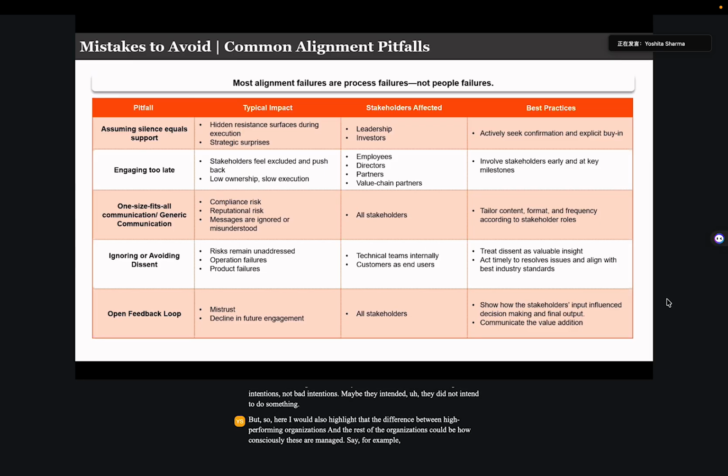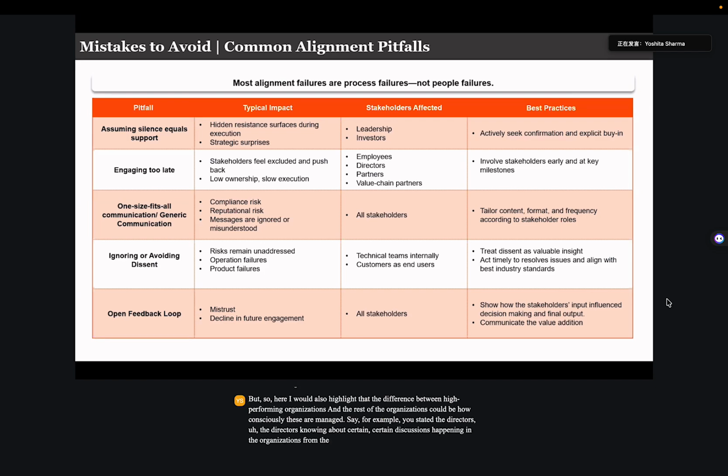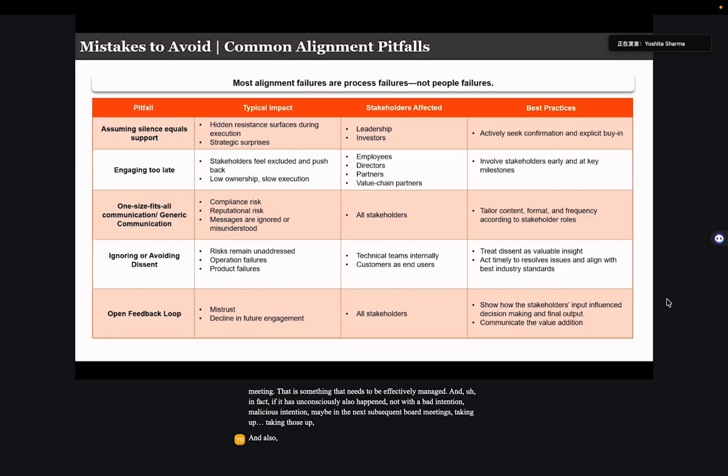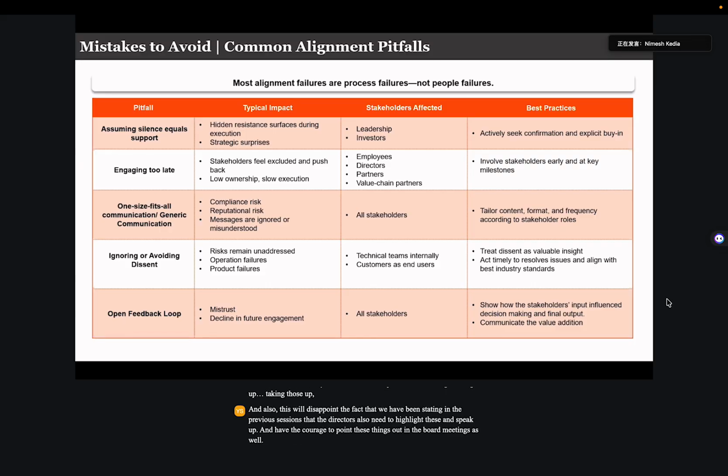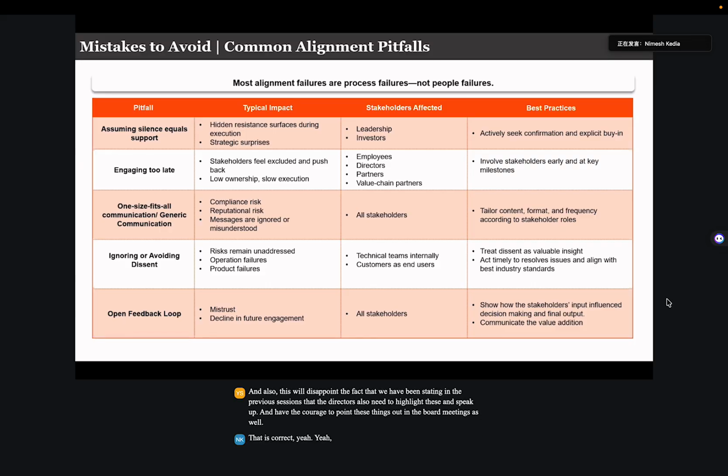Say, for example, you stated the directors knowing about certain discussions happening in the organizations from the social media and not actually during the board meeting. That is something that needs to be effectively managed. And in fact, if it has unconsciously also happened, not with a bad intention, malicious intention, maybe in the next subsequent board meetings, taking those up. And this builds upon the fact that we have been stating in the previous sessions, that the directors also need to highlight these and speak up and have the courage to point these things out in the board meetings as well. That is correct. Rightly said. Thanks, Yoshida.